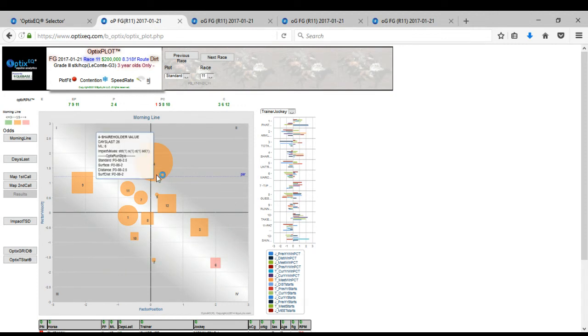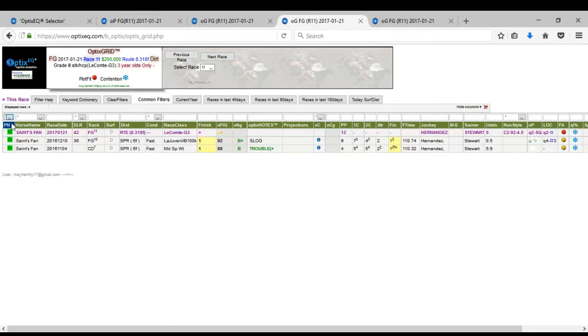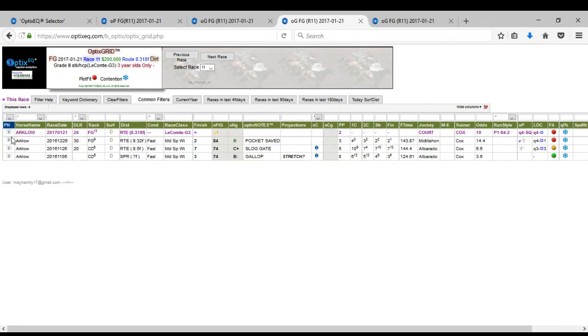We'll go down to the number two. I almost skipped this horse. Arklow. We'll pull him up. Arklow is the maiden in the race. B last time, pocket saved. The winner is also in this race, the number 10 we talked about earlier, Takeoff. Just kind of chasing him in the lane.